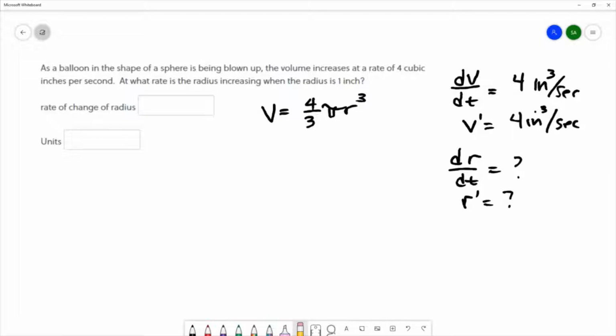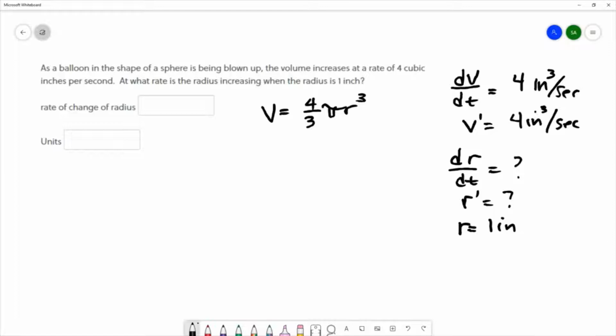In this last part it says when the radius is 1 inch. That is a particular moment in time. As the balloon is blowing up, there will be a moment when the radius is 1 inch. And that's the moment in time that we're interested in.